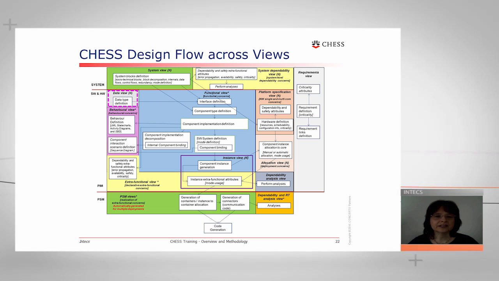Once the needed data types are defined or imported from a library or repository, the user can use the functional view to define the interfaces to support the functionalities of system components, the component types, which are strictly functional reusable units, and the component implementations to realize specific component types and allow the creation of component instances.